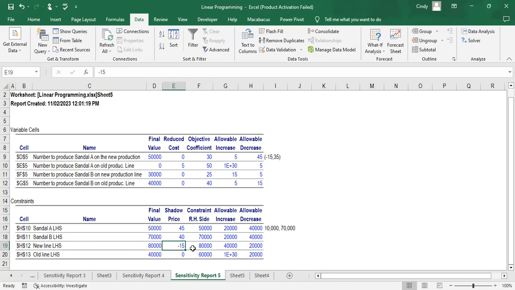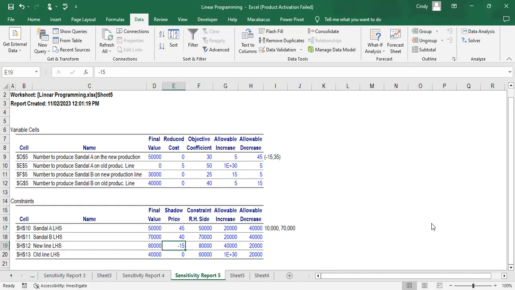So for every 1 unit increase in this right hand side, the figure here is what is going to add up to the total cost. If it were profit, then it would add up to total profit. Since it's cost, this negative is ideal because we all want to reduce our cost, right? And it's already in the question. So now let's answer some of the questions.